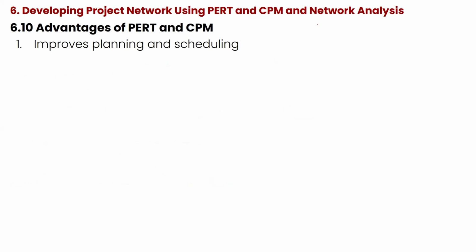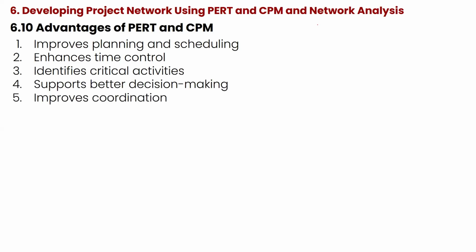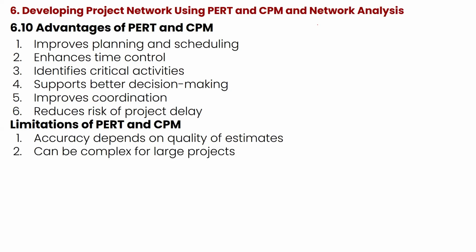So the advantages of PERT and CPM: they improve planning and scheduling, enhance time control, identify critical activities, support better decision making, improve coordination, and reduce the risk of project delay. And the limitations of PERT and CPM: accuracy depends on the quality of estimates, especially for PERT. They can also be complex for large projects.